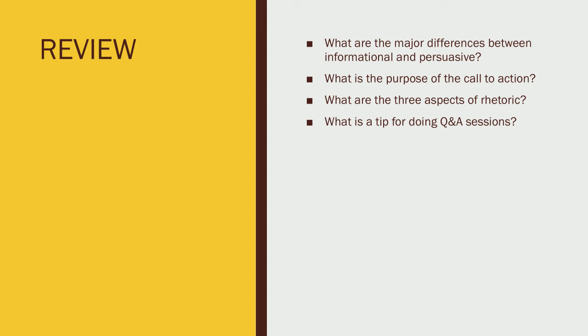What are the three aspects of rhetoric? Again, logos, pathos, and ethos, so credibility. And it takes all three of these things to really make a strong rhetorical argument. And then what are some tips for doing Q&A? The OWL-RAM method. So good.